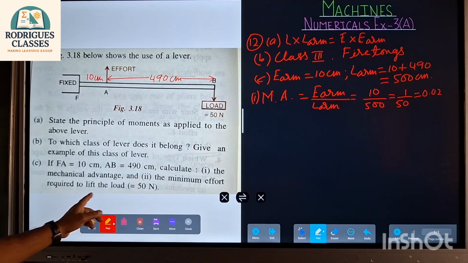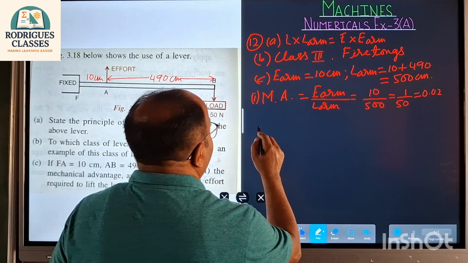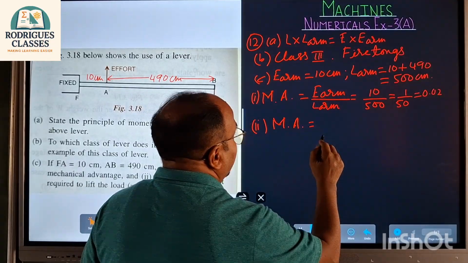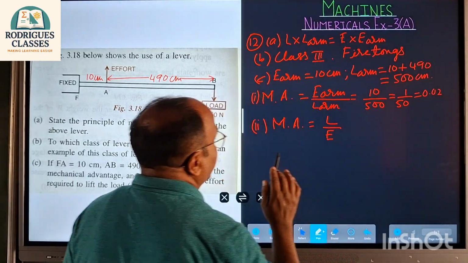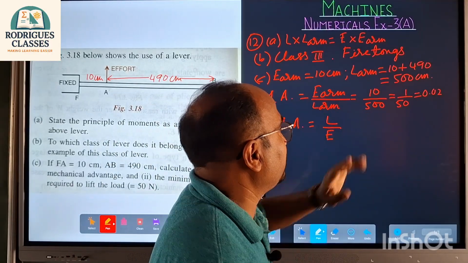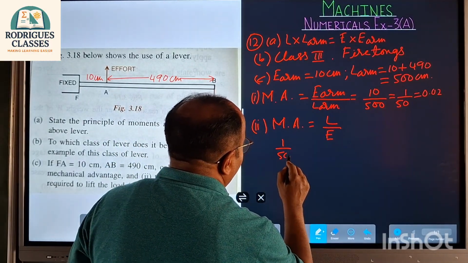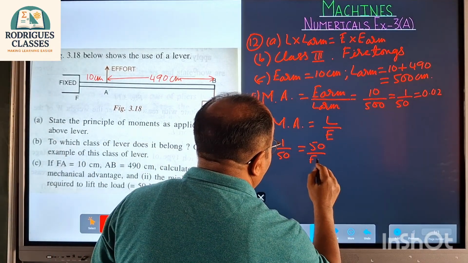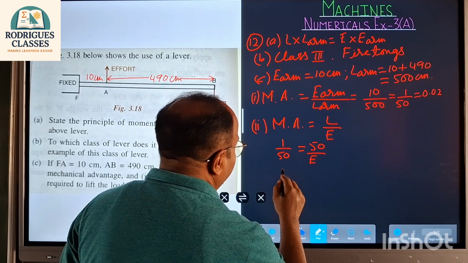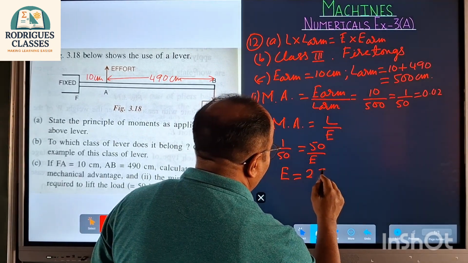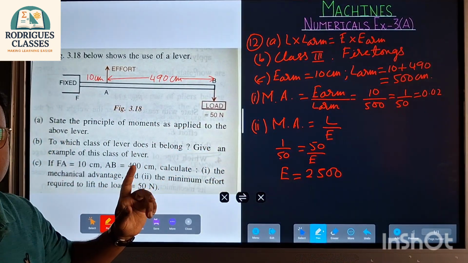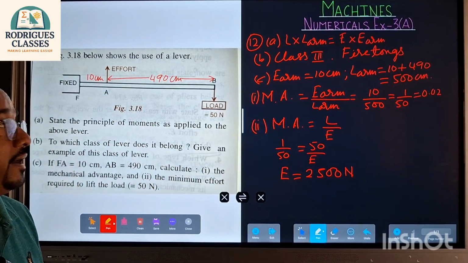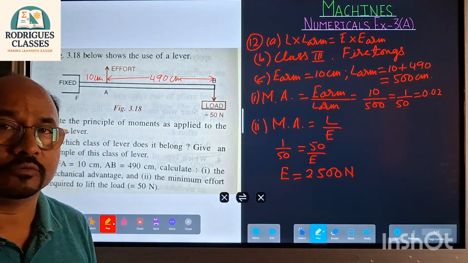Second part, we have to find the minimum effort required. So for the second part, again I write the mechanical advantage formula. Now I will write load by effort. Now mechanical advantage, I can use any of these, but the fraction value will be better to use. And then load is here 50 and effort we have to find. So cross multiplying, effort will give us 50 into 50 is 2500. Load was given in Newton, so we write here in terms of Newton. So the minimum effort required to lift it will be 2500 Newton.